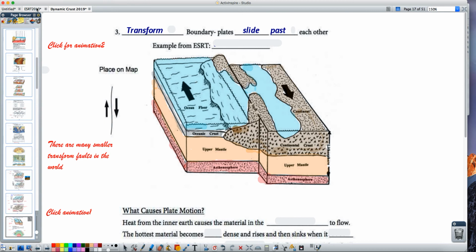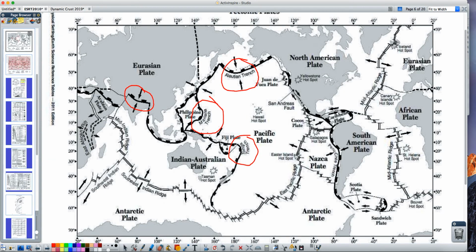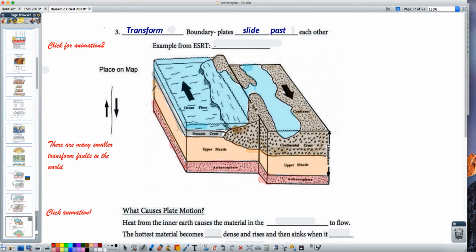Okay, so you went to your ESRT, you looked around for one of those, and I'm guessing you probably settled on the San Andreas Fault. That's the most famous one in the world, produces all those earthquakes that we have in California. Okay, so hopefully you said the San Andreas, but if you said something by the Scotia plate or by the Sandwich plate, I would have accepted that too. Okay, but of course, the easiest one to mention, the most famous one, would be the San Andreas Fault.